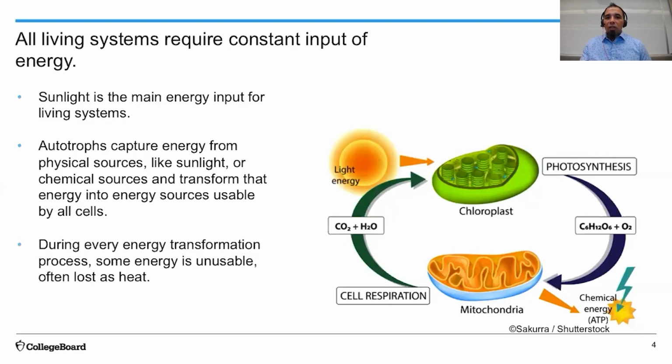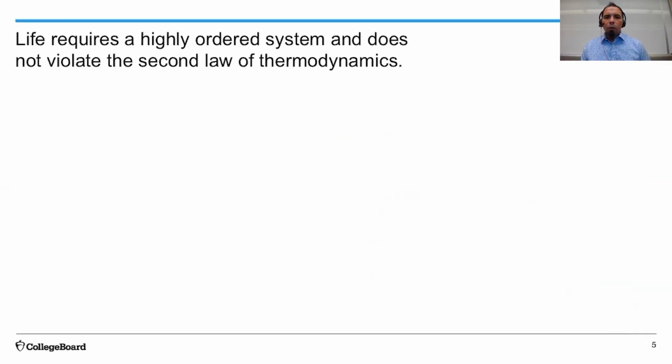But during every energy transformation process, some energy is unusable and often lost as heat. As I said, as we're sitting here now, we are giving off unusable energy in the form of heat. When we're thinking of energy, we have to understand that life requires a highly ordered system. Highly ordered is important, and it does not violate the second law of thermodynamics.